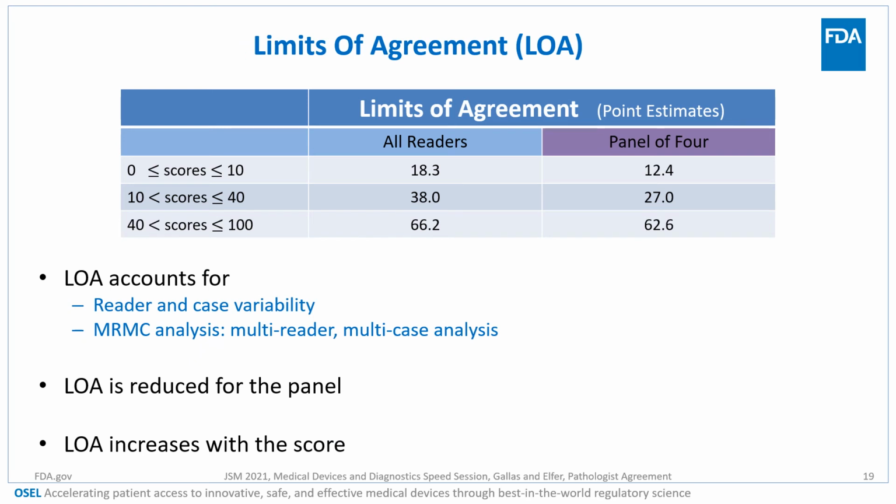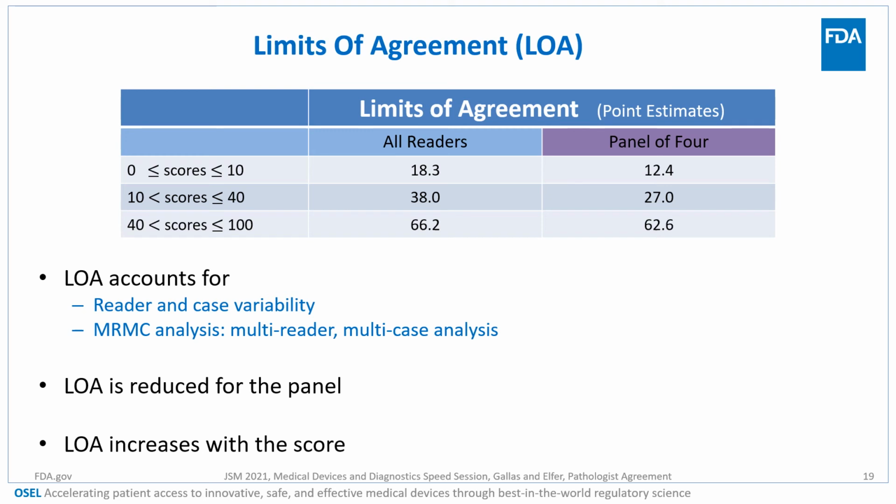So here's what we found. There's a column for the results for all the readers and one for the panel of experts. The different rows correspond to the low, medium, and high sTIL values. I want to make sure you know that these limits of agreement account for both reader and case variability. They also account for the correlations arising from the data collection study design. We often refer to this variability as multi-reader, multi-case analysis, or MRMC for short.